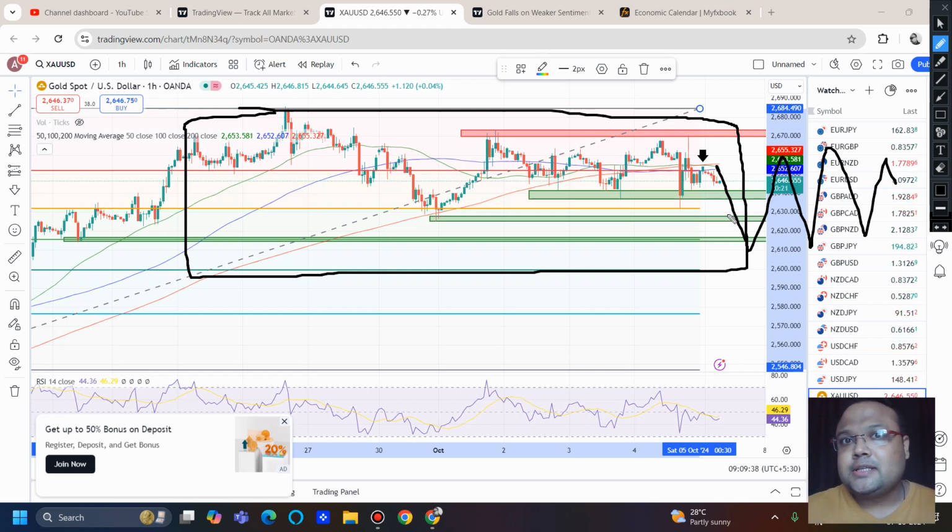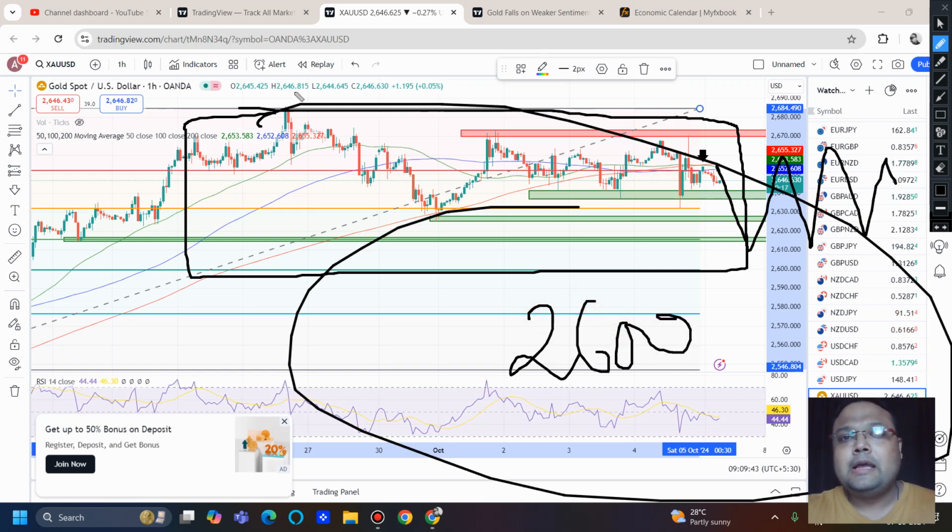For a trend reversal on gold, we need gold to go below 2600. And also a fundamental reason, we need news which we don't have. So if market remains like this, then it's a choppy market. Just keep in mind that gold has come for correction.